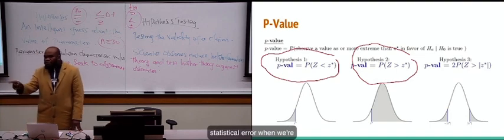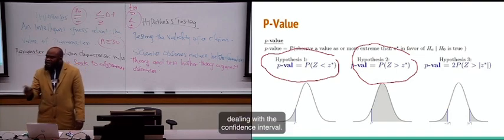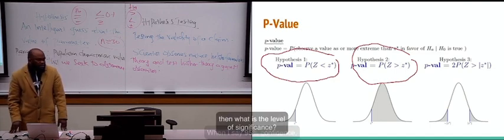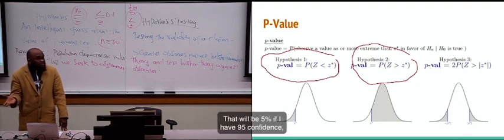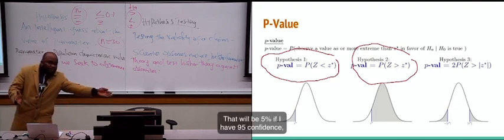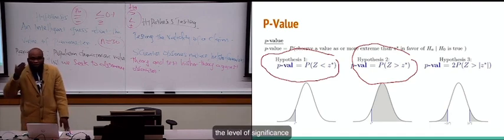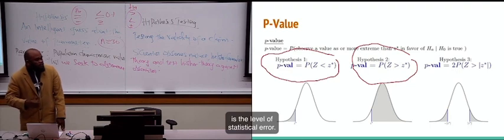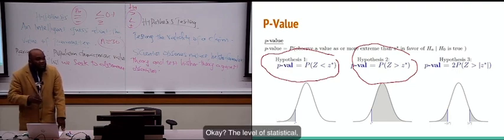You know, when we're dealing with the confidence interval and I say 95% confidence, then what is the level of significance? That would be 5%. If I have 95% confidence, the level of significance is 5%. The level of significance is the level of statistical error.